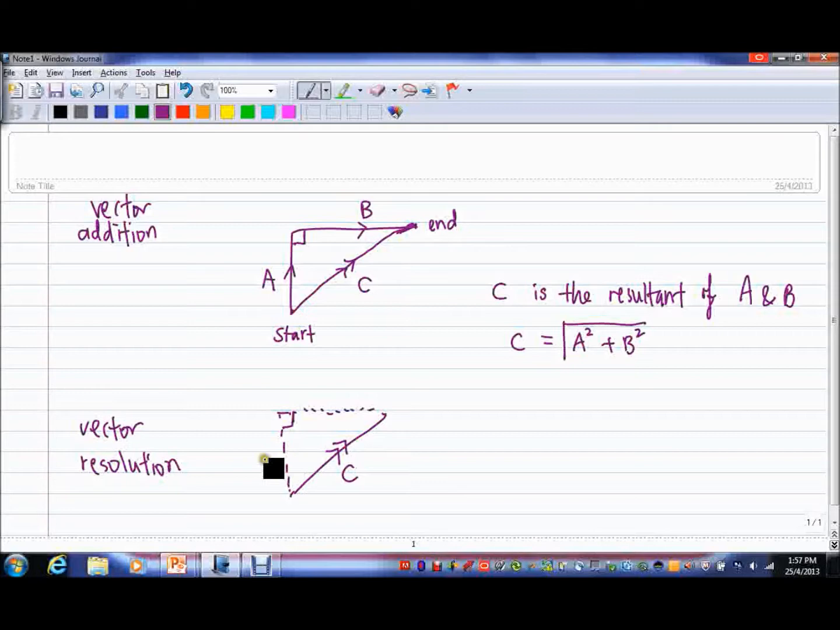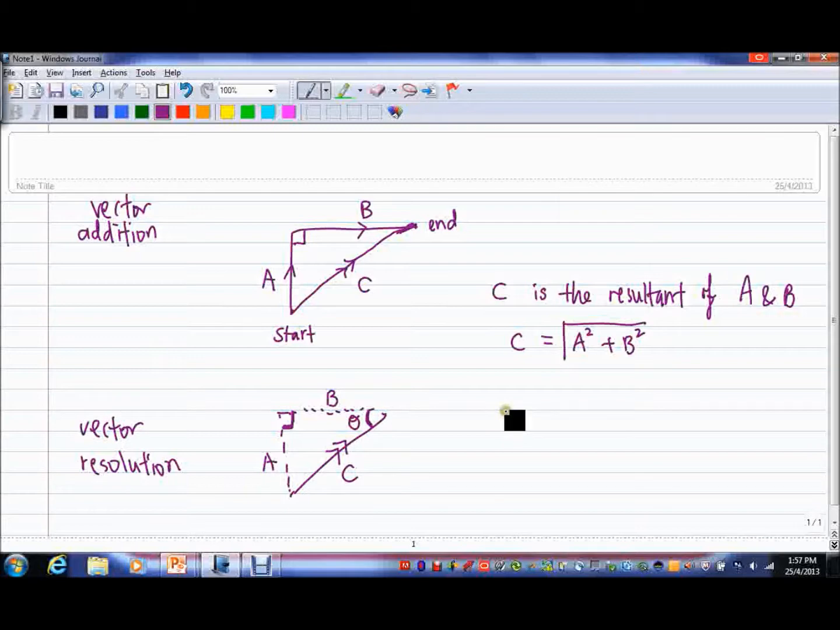I want to find what this A is in terms of C and what this B is in terms of C. To do that, I need to know the angle for one side of the triangle. I already know that between A and B is 90 degrees, so I just need to know one more. Usually an angle is given. Let this angle here be theta.